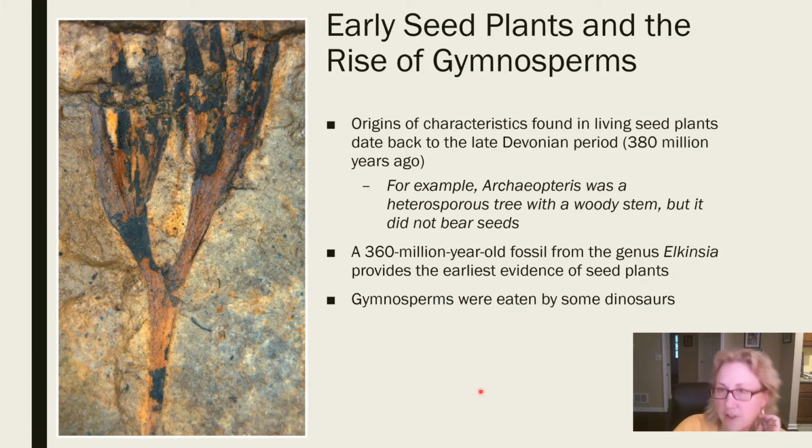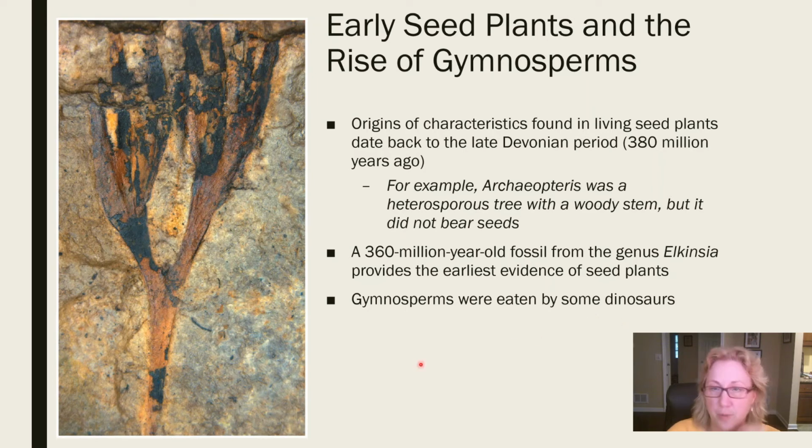The very first good fossils of gymnosperms are about 380 million years ago. As I mentioned, this is one of the first species that's been identified in the fossil record. It's hard to tell anything from this fossil over here, but I trust the paleontologists when they say that this species, Archaeopteris, was a heterosporous tree with a woody stem. And it's the closest ancestor to the seeded plants.